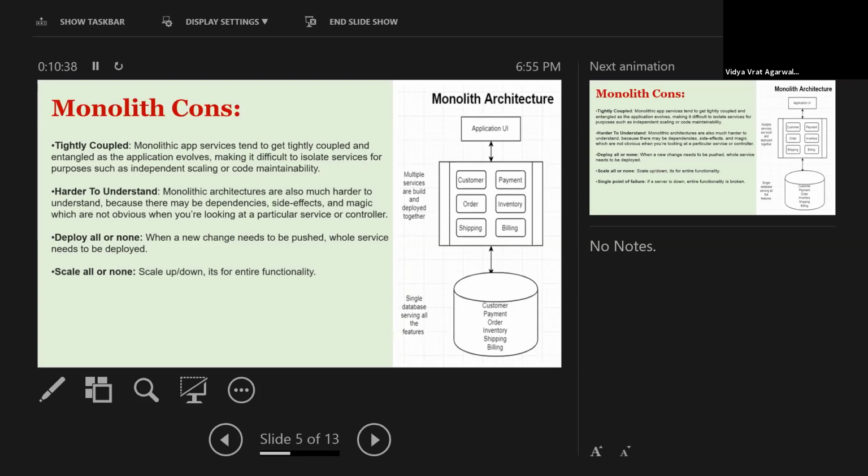Now another one is scale, all or none. Who knows this term called scale? Yeah, you want more traffic. So you have to scale, which means you want more traffic to come to your application. Scale has a term called scalability. Scalability is another architecture term. Scalability means when traffic or load increases, performance doesn't decrease.